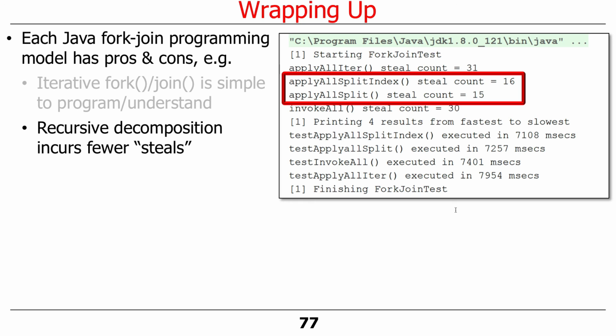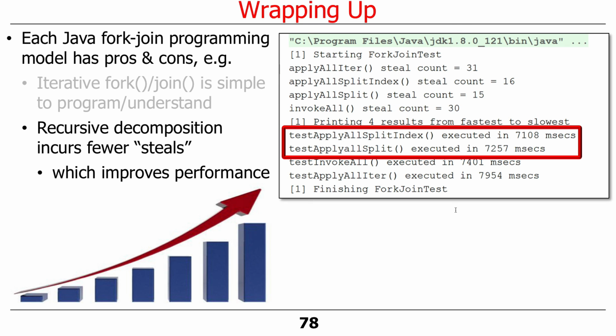The recursive decomposition implementations, the two splitter task versions, had a lot less stealing. And that's because they were recursively partitioning the search space, as it were, so things were getting put into different threads by the way that we designed the recursive decomposition of the tasks. So much lower steal count than the other one. And as a consequence, notice how they ran faster as well. So they're noticeably faster, right? Almost a second faster in one case.